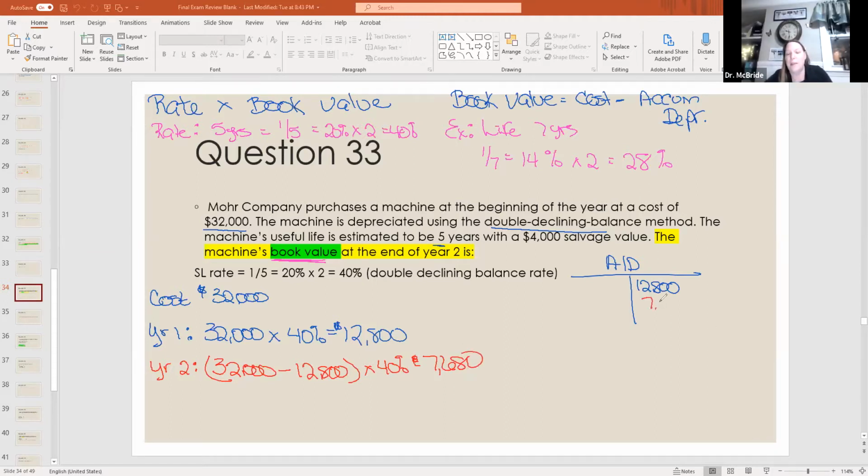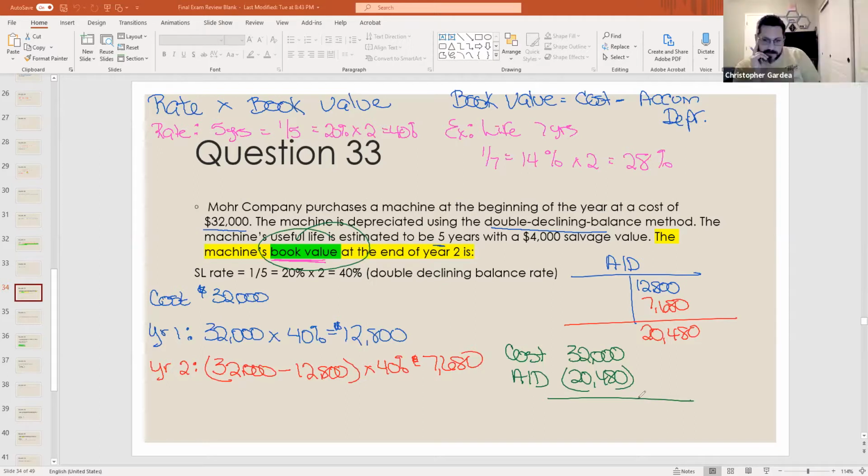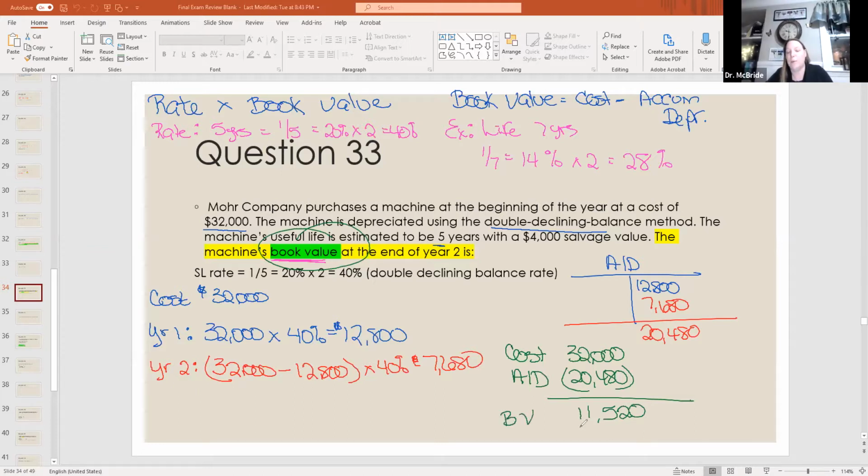Okay, so now I have 7,680. So at the end of year two, my accumulated depreciation is 20,480. And what you're asked for is the book value. So now you're going to take your cost of 32,000 less your accumulated depreciation of 20,480. Okay, now you want to give me that number? 11,520. Thank you. So your new book value is 11,520.